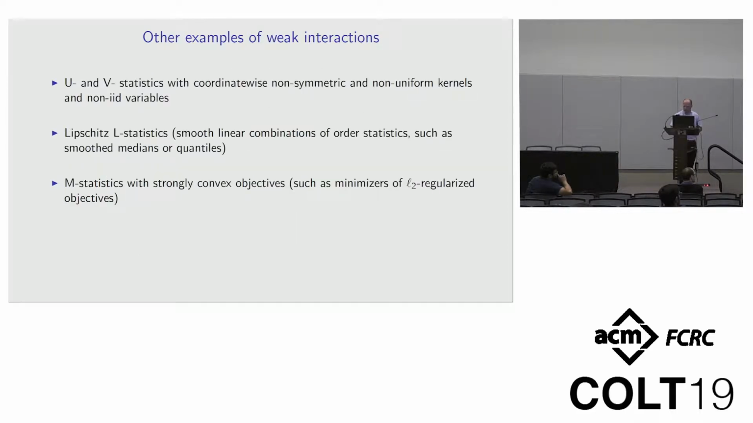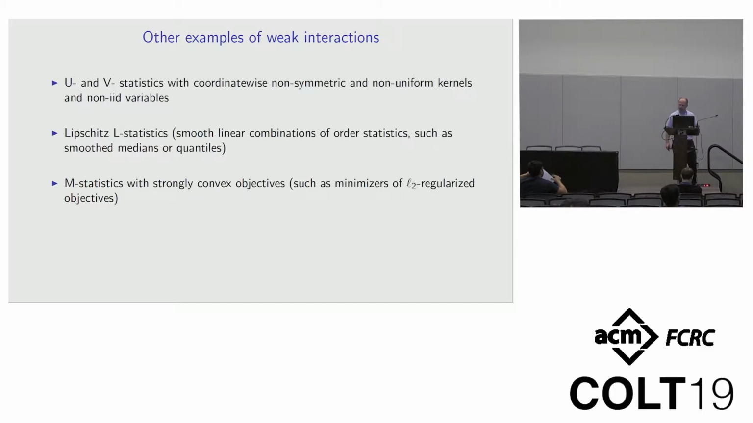So in the paper, we have more general applications. One is about U and V statistics. The one that I just described is a second-order U statistic, but our results also hold for higher-order U and V statistics with component-wise non-symmetric and non-uniform kernels. And another application is to Lipschitz L statistics. So this will be a smooth linear combination of the order statistics.